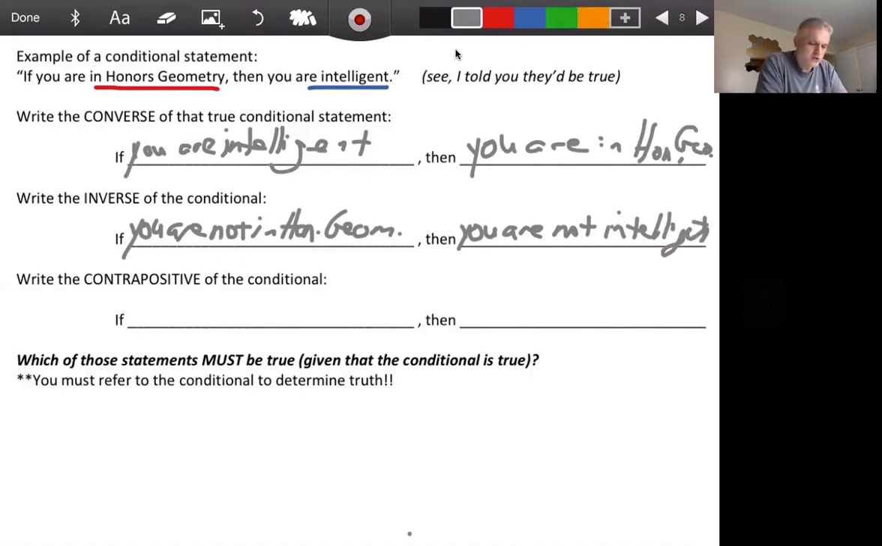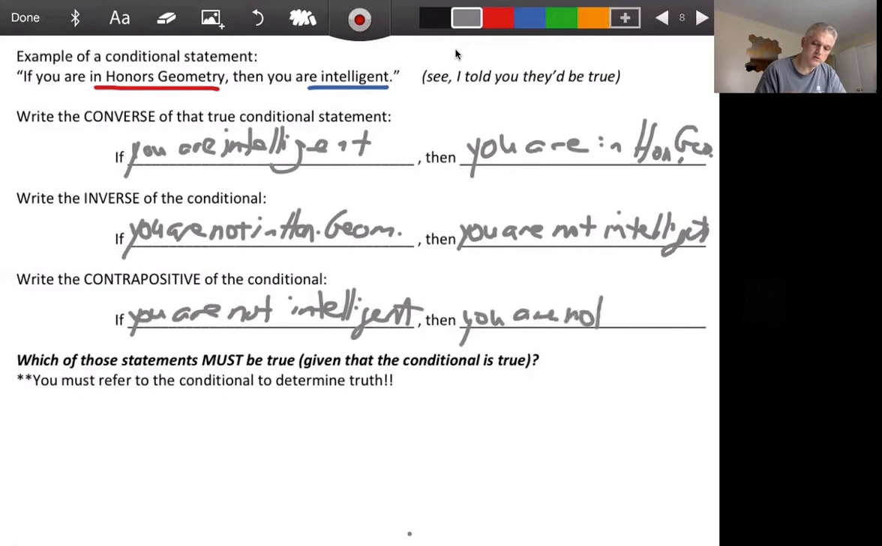Okay, so we've done the converse, we've done the inverse. Now we're going to do the contrapositive. So we are going to switch and we're going to negate. So we're going to take the Q part, negate it, and switch it. So if you are not intelligent, then, okay, now we're going to take the P, switch it, and negate it. You are not in honors geometry.